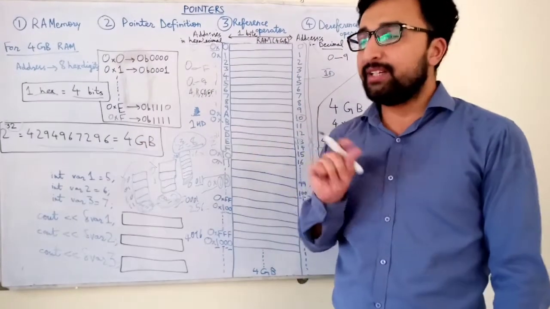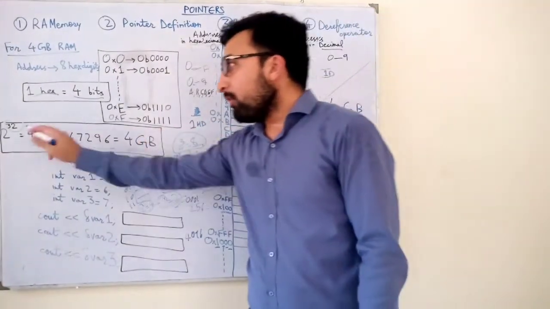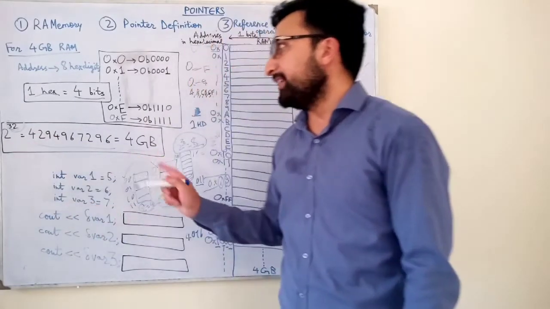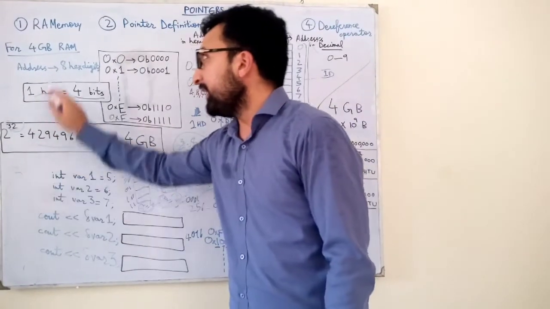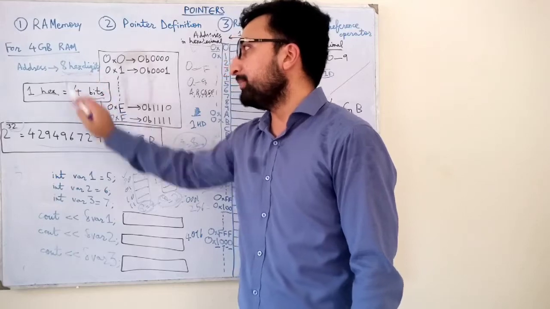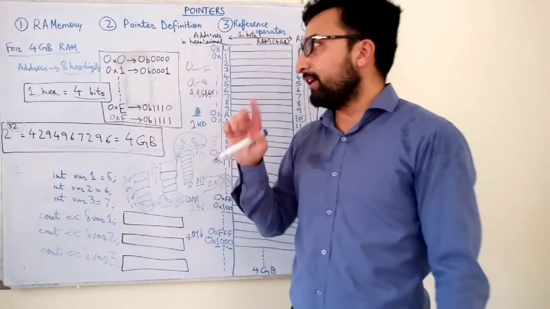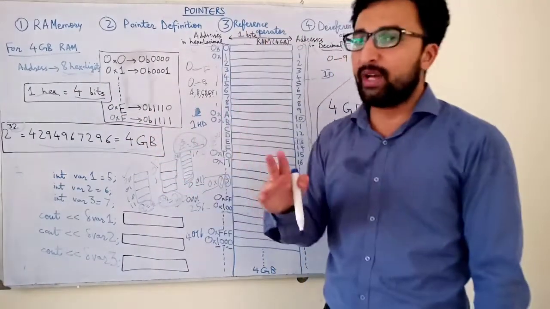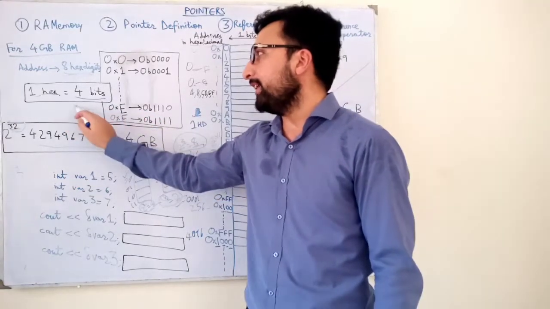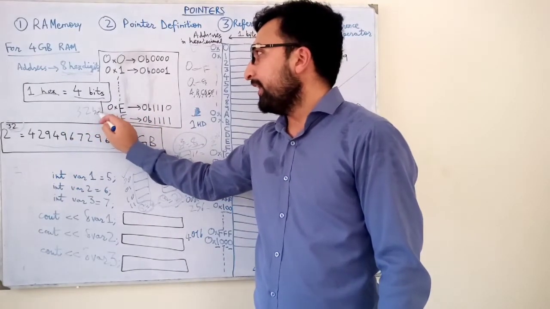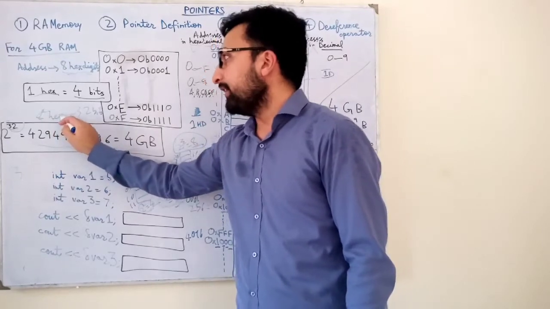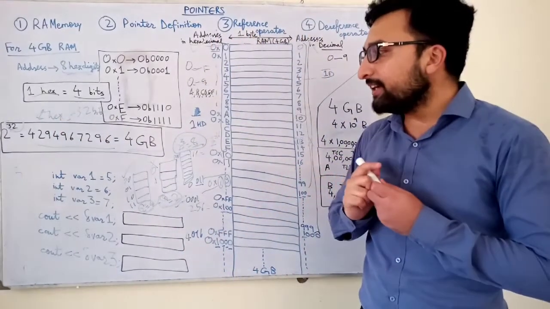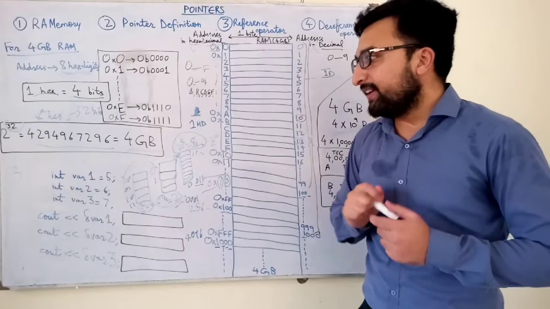And what does 32 bits mean? 32 bits basically means 8 hexadecimal digits, because one hexadecimal digit is 4 bits, or 4 bits is 1 hexadecimal digit, so 32 bits is basically 8 hexadecimal digits. So that is basically the concept of RAM.